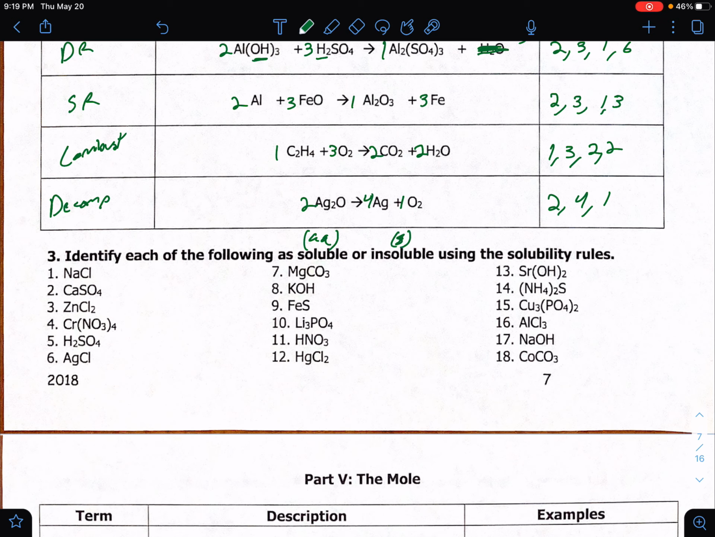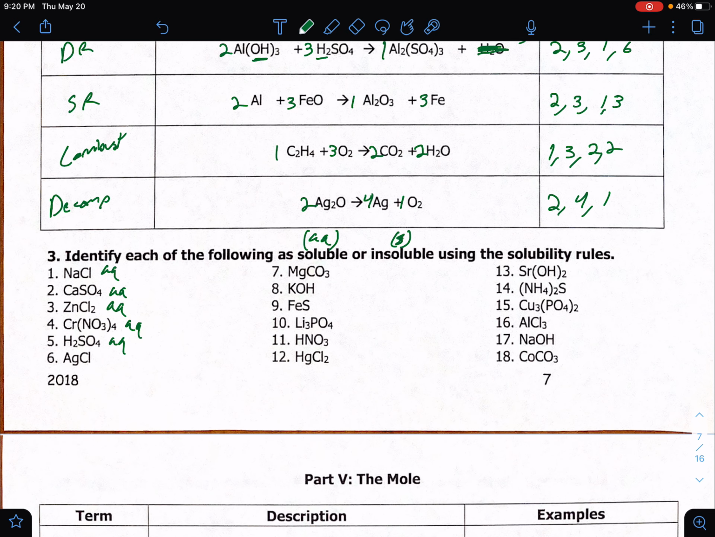Okay, NaCl. Na is in group 1. Chlorine is a halide, so both on the list, so this would be AQ. Calcium's not on the list, but sulfate is, so this would be AQ. Zinc is not on the list, and chlorine is on the list, and zinc's not a bad guy, so this is AQ. Chromium's not on the list, but nitrate is, so this is AQ. H2SO4, both on the list, so this is going to be AQ.